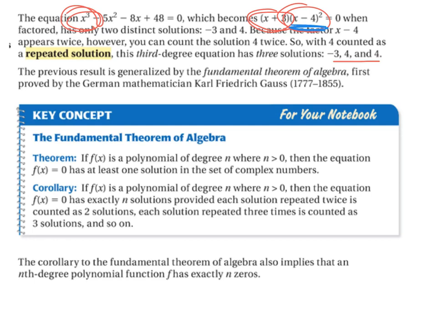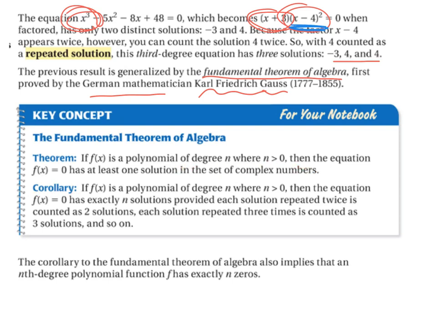The previous result is generalized by the fundamental theorem of algebra, first proved by a German mathematician, Carl Friedrich Gauss, who lived a long time ago. So basically, the fundamental theorem of algebra: if f of x is a polynomial of degree n, where n is greater than 0, then the equation, when it's set equal to 0, has at least one solution in the set of complex numbers.